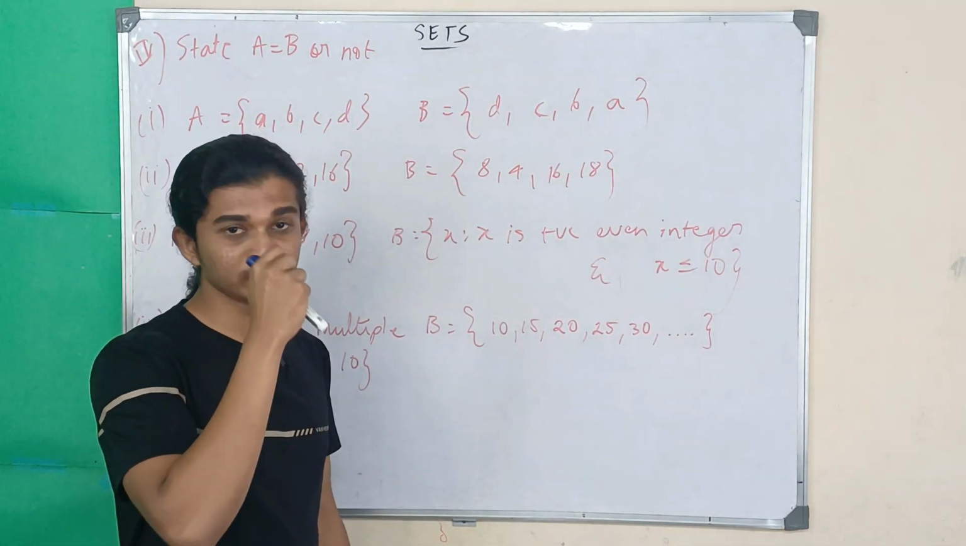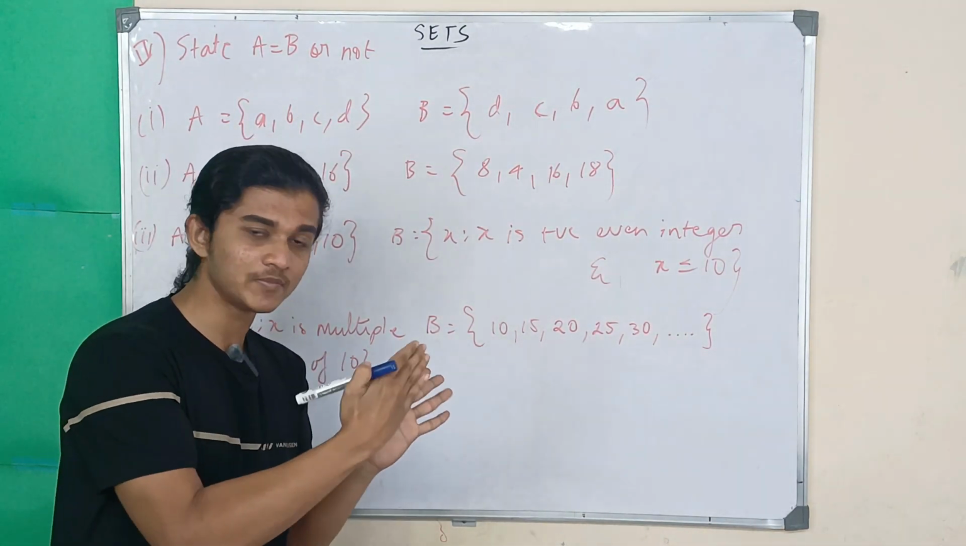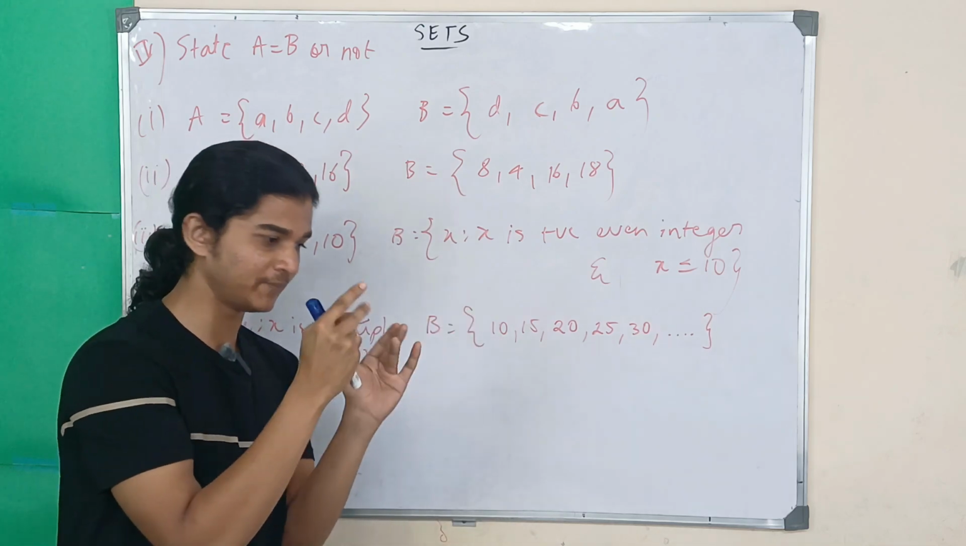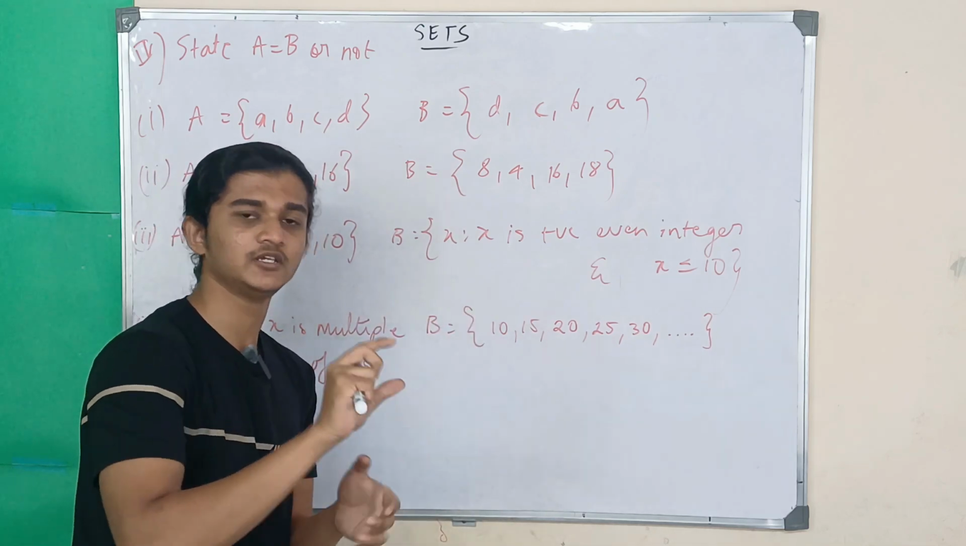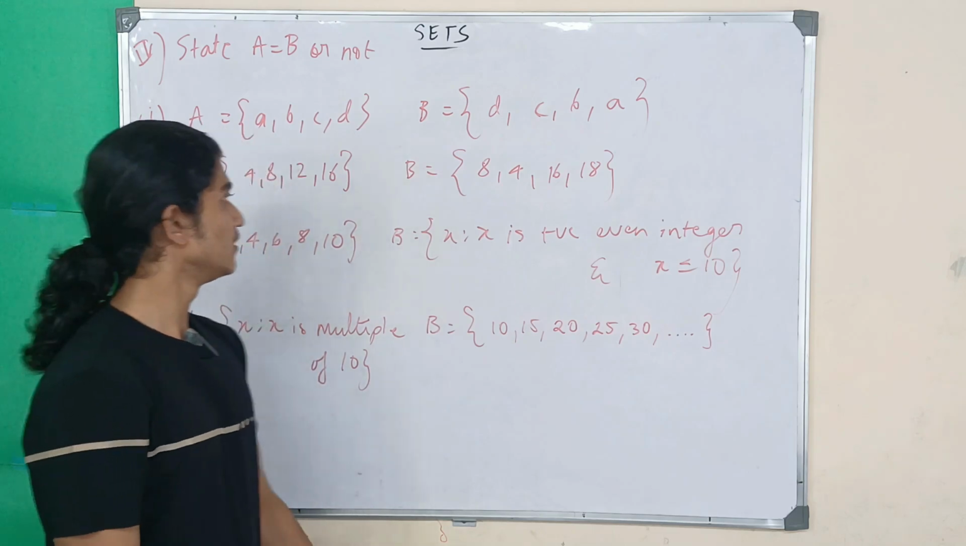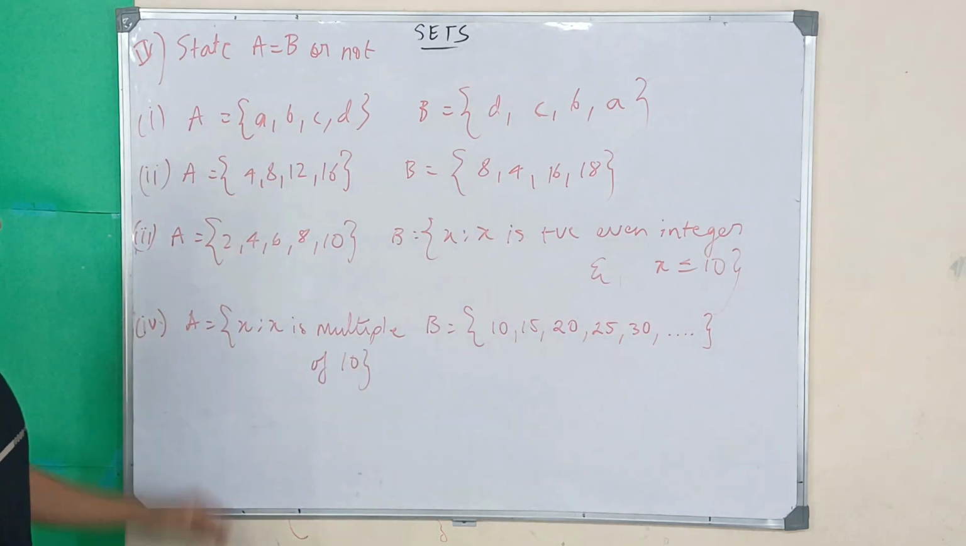So equal sets, as I told you, is the one in which every single element should be there in the other set. So it's basically an exact copy-paste, but even if the elements are shuffled, no problem. But the element should be there. So let us try to solve the first one.